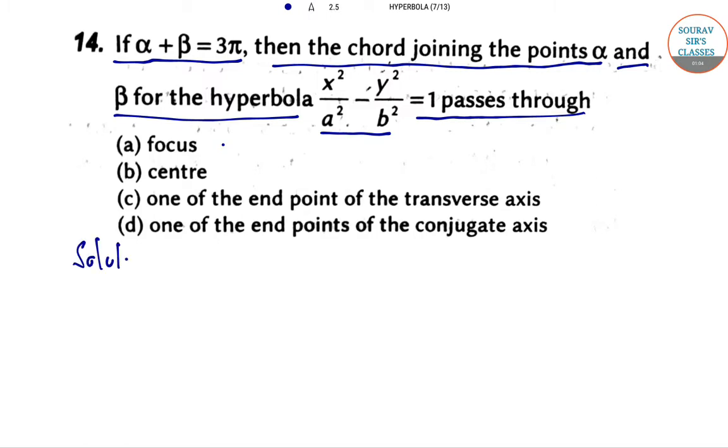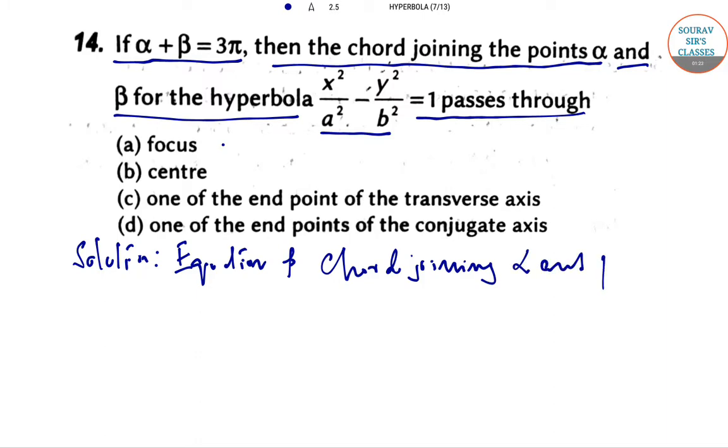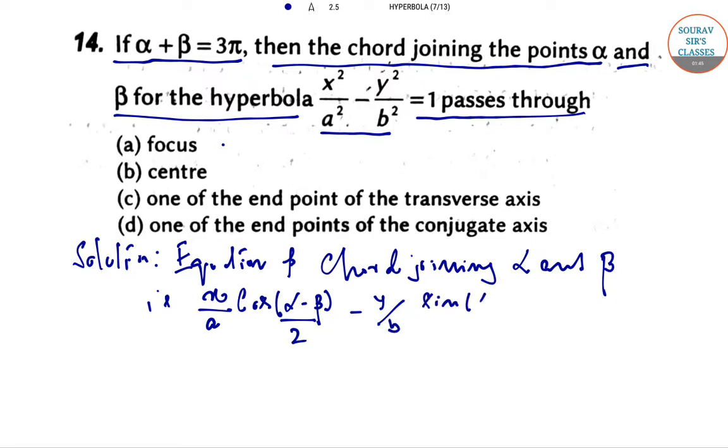The solution is: the equation of chord joining alpha and beta is x by a cos alpha minus beta by 2 minus y by b sin alpha plus beta by 2 is equal to cos alpha plus beta by 2.